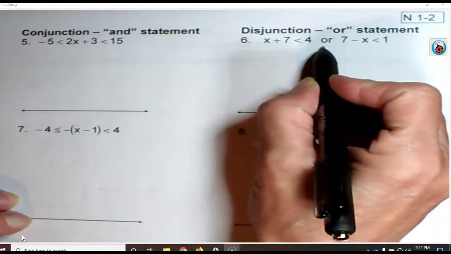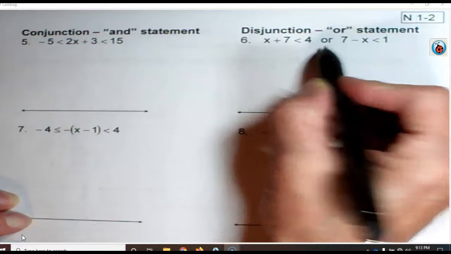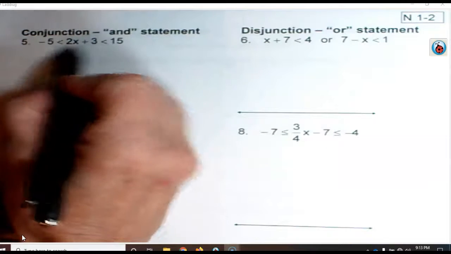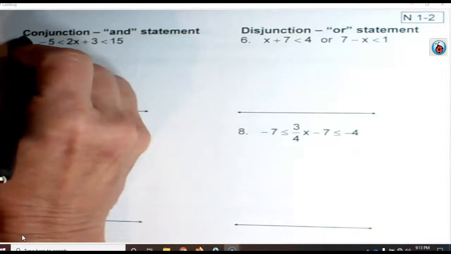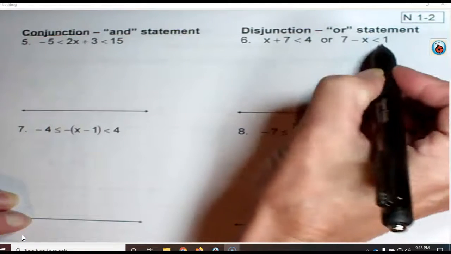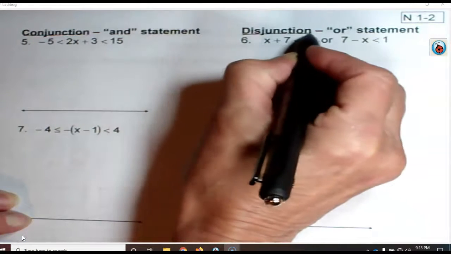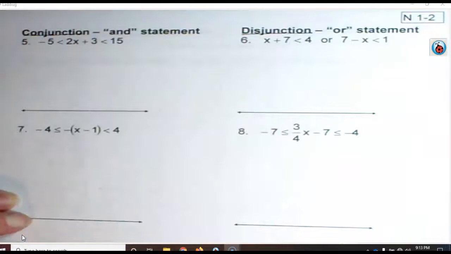This is called an OR statement. This one over here, when they're built into one statement, is called an AND statement. It's a conjunction. OR statements are disjunctions. All right, so we're going to learn how to solve these. It's pretty similar to solving an inequality.